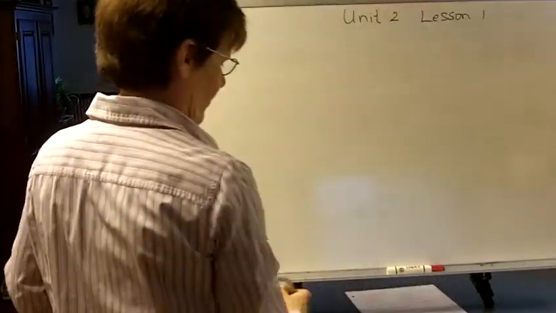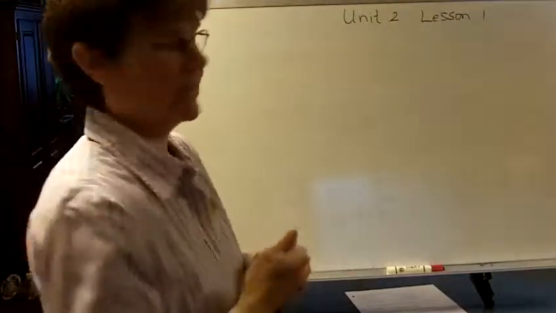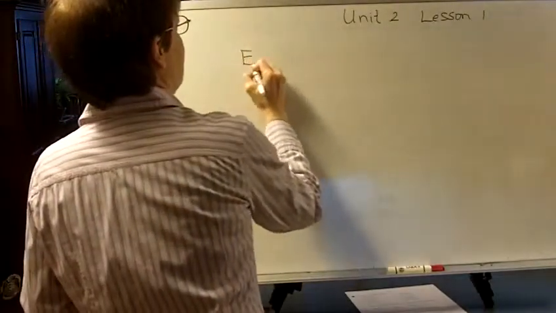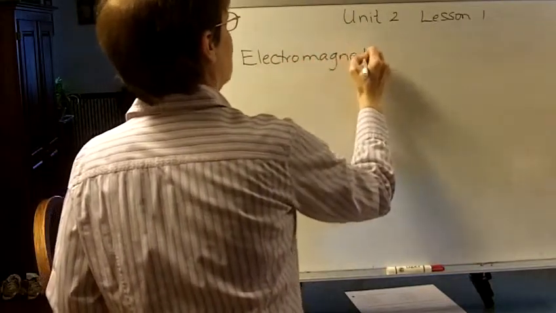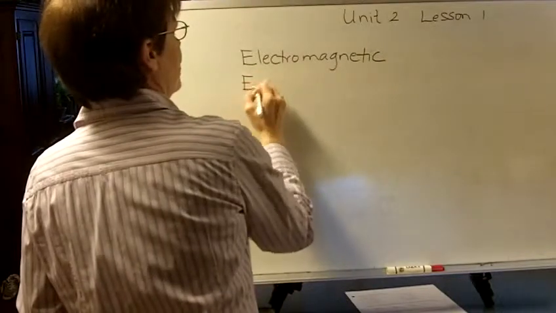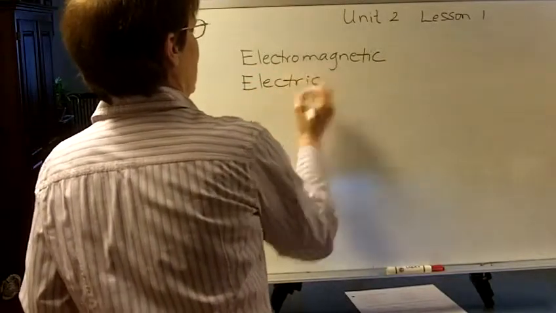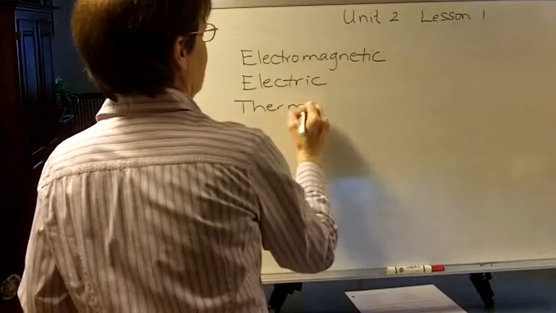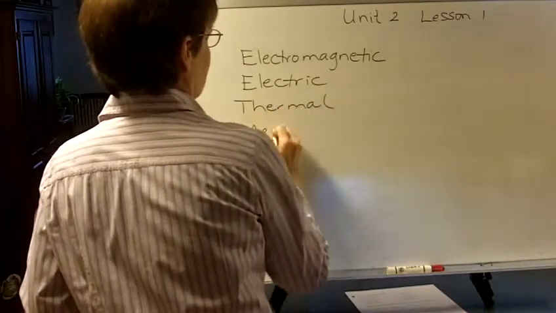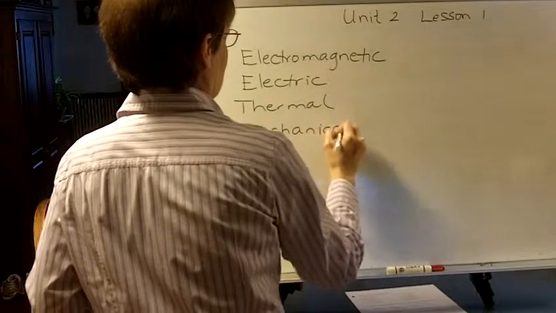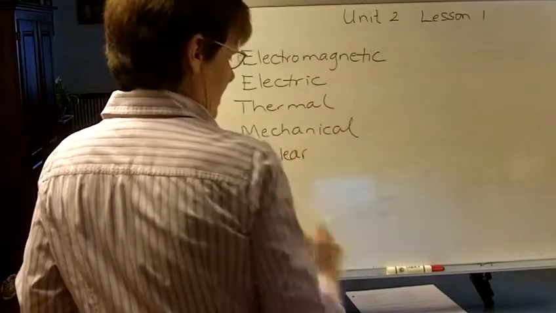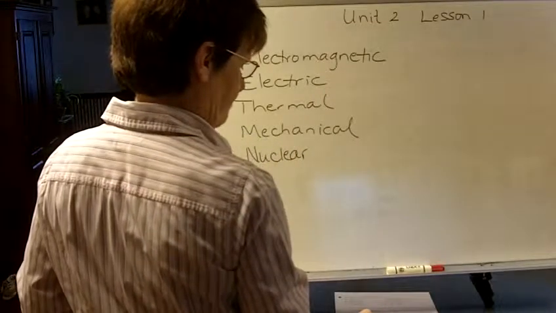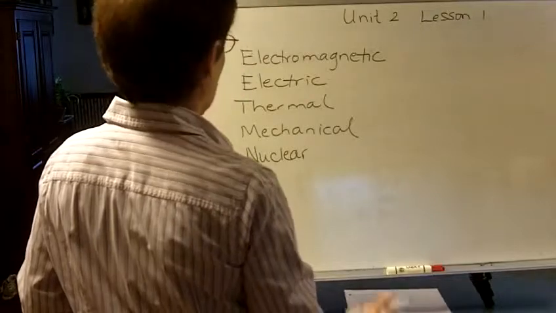And now I want to look at some more specific categories. And there are 6 of them. And one is electromagnetic. One is electric. And one is thermal. And mechanical. And nuclear, and what am I missing? Chemical.